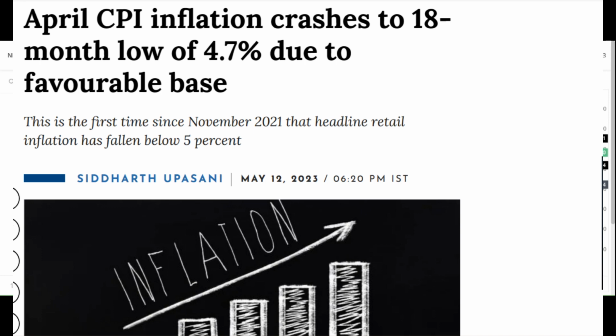And one more data also came, which is IIP data. और IIP data देखें तो actually this is not so good. IIP growth means industrial production. India's industrial output grew by 1.1% in March month, which is the slowest pace in 5 months.